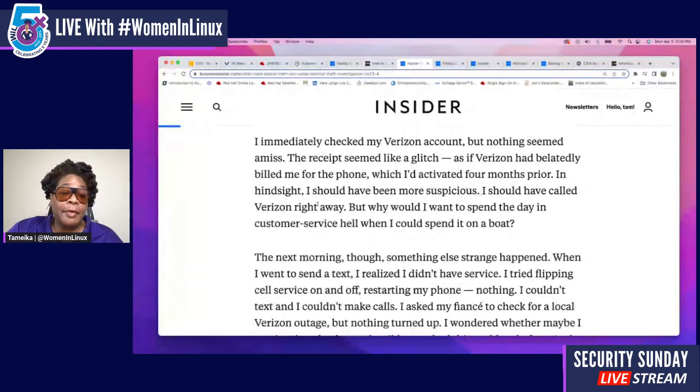In hindsight, I should have been more suspicious. I should have called Verizon right away. But why would I want to spend a day in customer service hell when I could just spend it on the boat?